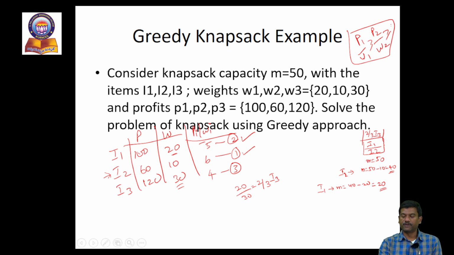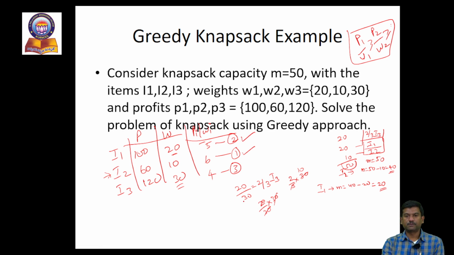So we can also check the weight. Item 2's weight is equal to 10, and similarly item 1's weight is equal to 20. And 2/3 of item 3, that is 20 by 30 into 30, that is 20. What is the total weight? That is 50 kgs. So this is how you can solve how much portion of the item should be added.